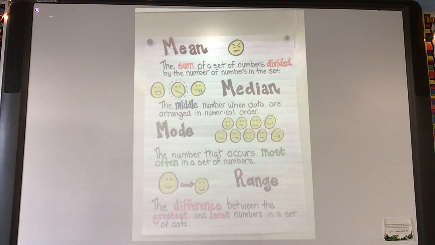When data are arranged in numerical order. What does that mean, numerical order? Median number is the middle when they are in order. Good, but my question was, what does that numerical order mean? Thanks for volunteering, Megan. The right order of the numbers. What is the right order, Megan? 1, 2, 3, 4. Good example. So from least to greatest.